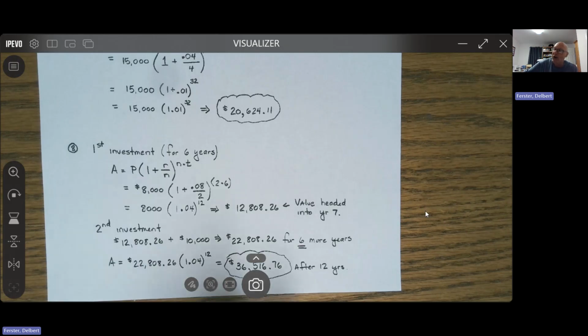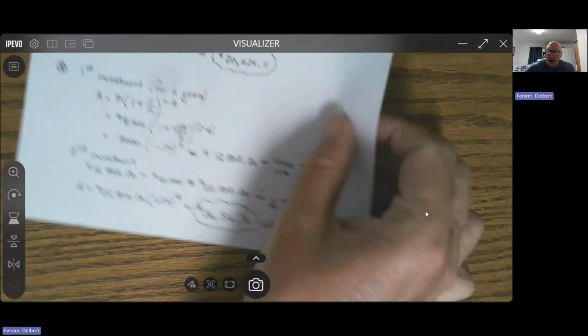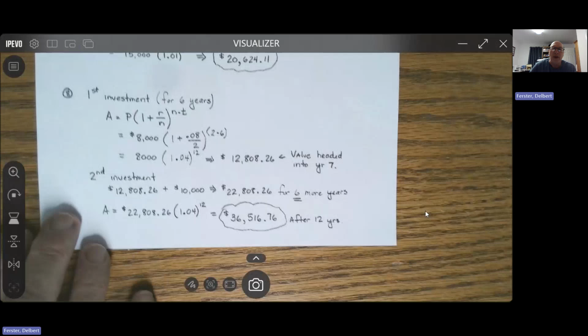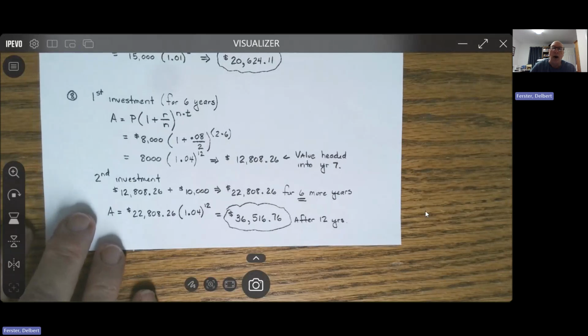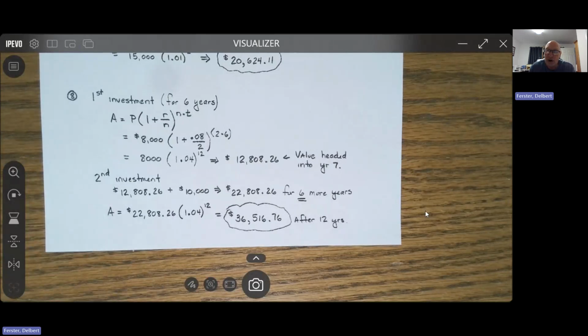So as a result of that second 6 year interval, if you will, or the one that ends at the end of year 12, his new balance is $36,516.76. That's the answer to our problem. So his 22 grand increased to about 36 grand. So that's pretty good investment from a man, Bob. All right, that's a solution for problem number 8. Let's go get 9.